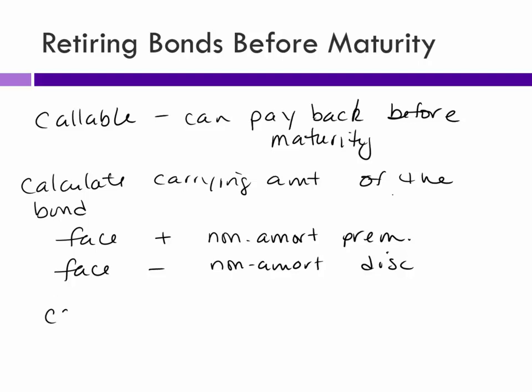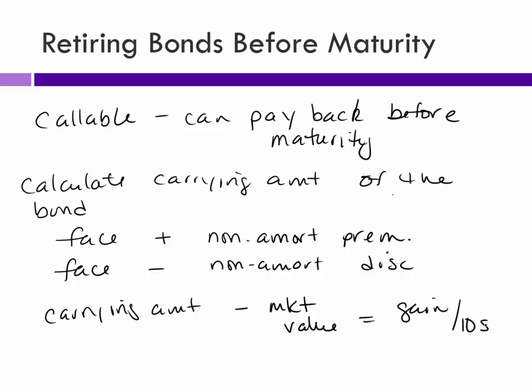And then the carrying amount minus whatever the market value is equals the gain or loss on the retirement of the bonds. So this is what you had to pay to retire it. And sometimes you have to pay more. The carrying amount is essentially what it's worth now, and this is the cash that you paid to retire it, all right? And then the difference would be the gain or the loss.